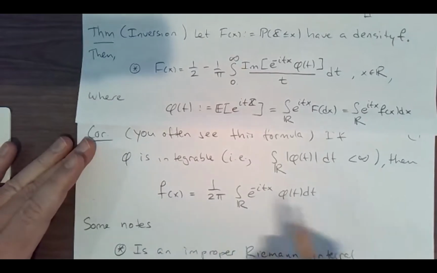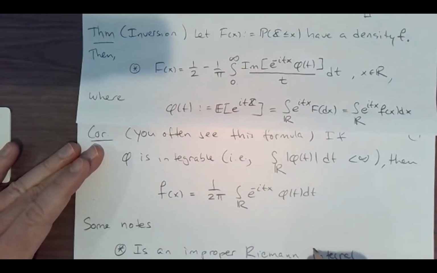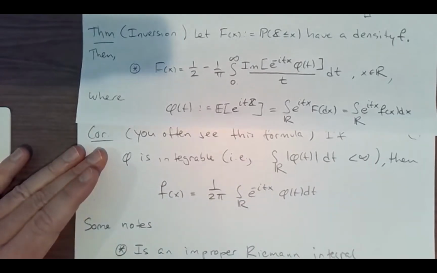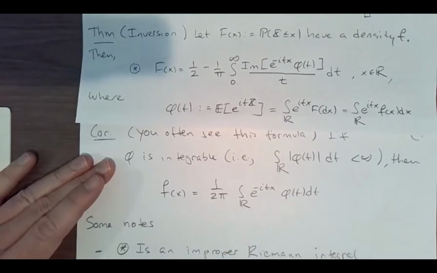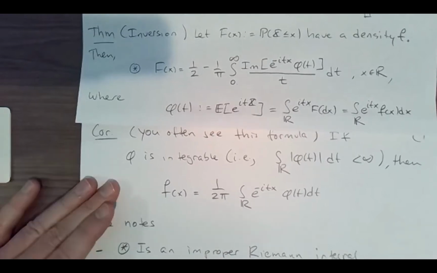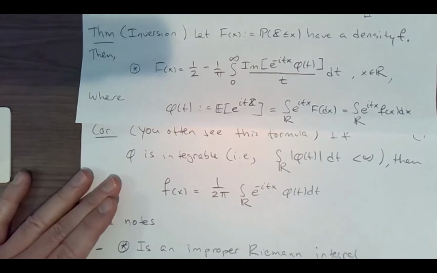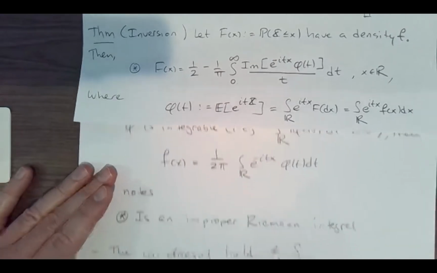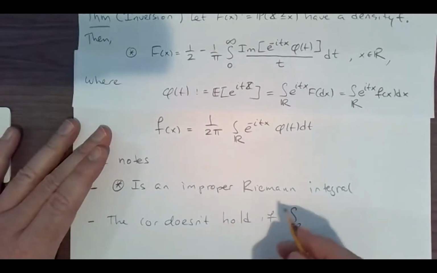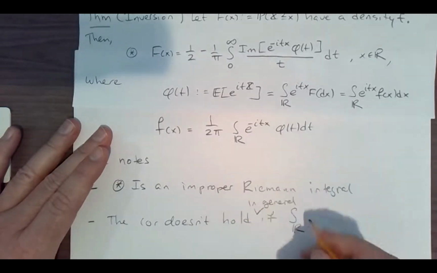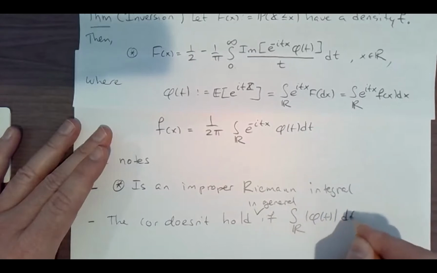I should also say that the second formula, so that's one thing to note. It's an improper integral, and the second thing to note is that the corollary does not hold in general if phi is not integrable.